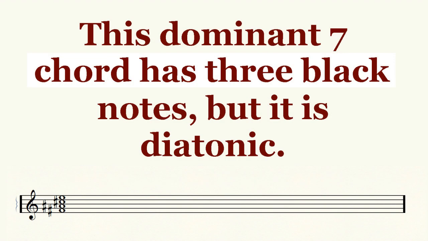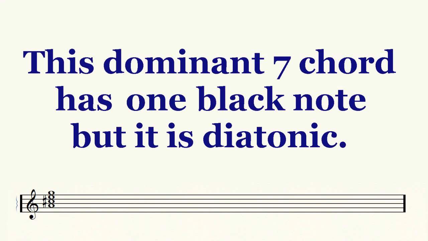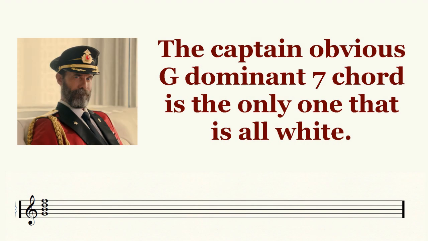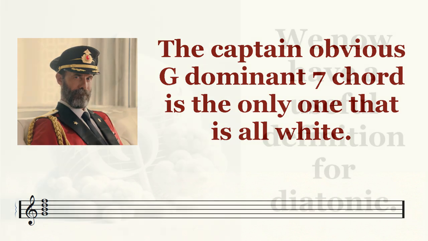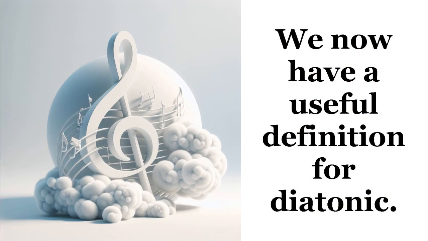Here's how it works for chords. If you play an F sharp dominant 7 chord, it has 3 black keys. If you play an A dominant 7th chord, it has 1 black key. But since we know that 1 dominant 7th chord, a G dominant 7th chord, is all white, we know that all dominant 7th chords are diatonic.